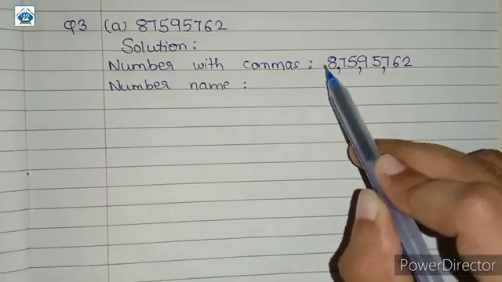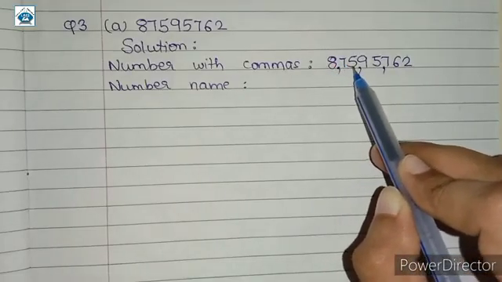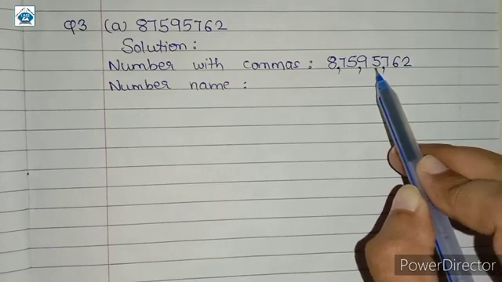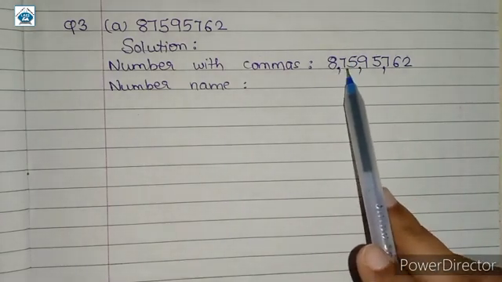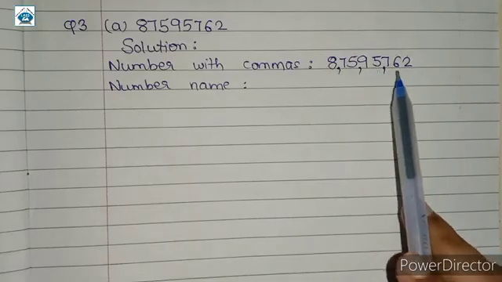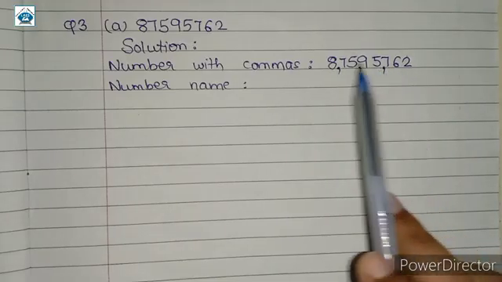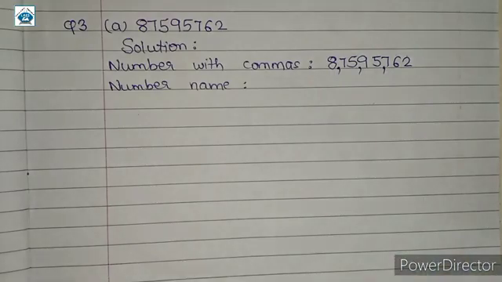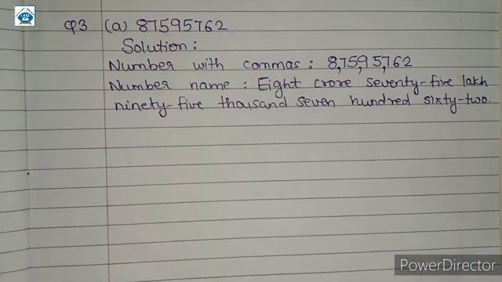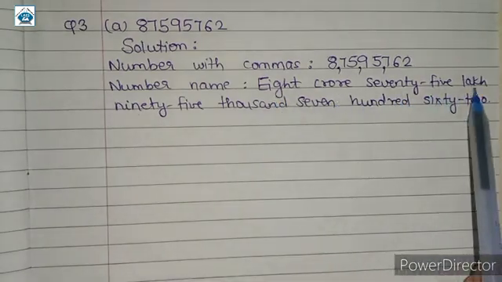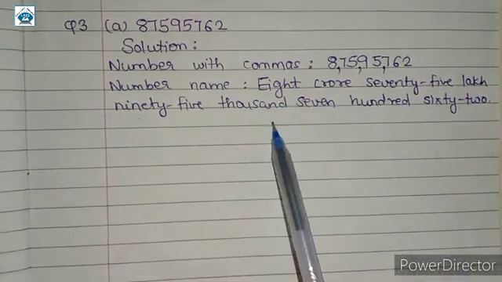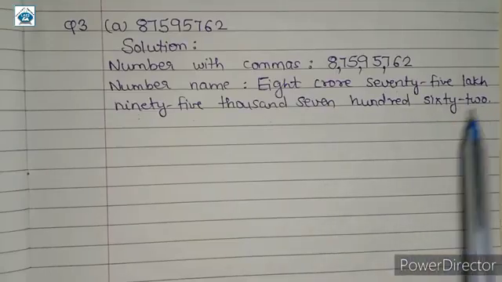So we have 8 crore 75 lakh 95,762. So that is the number name. Once again, 8 crore 75 lakh 95,762. That is the number name of this number. So in this way you will write the number name, 8 crore 75 lakh 95,762.